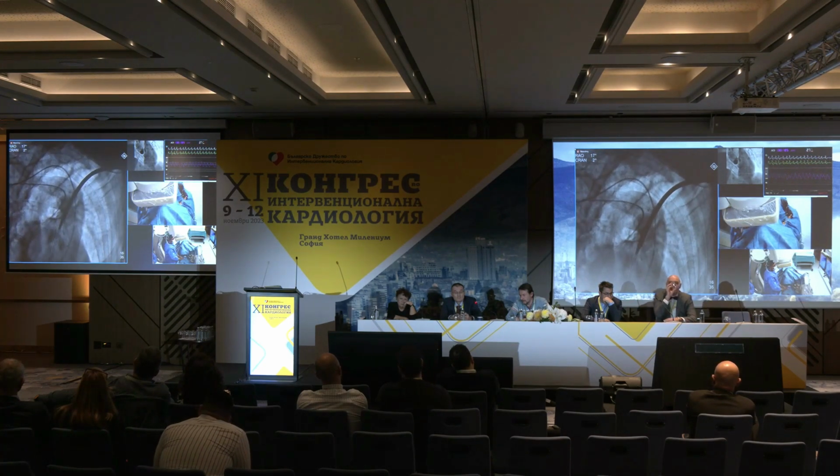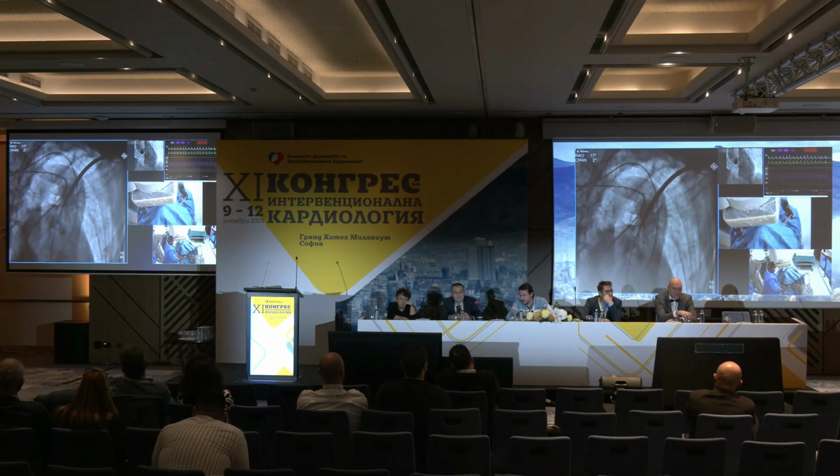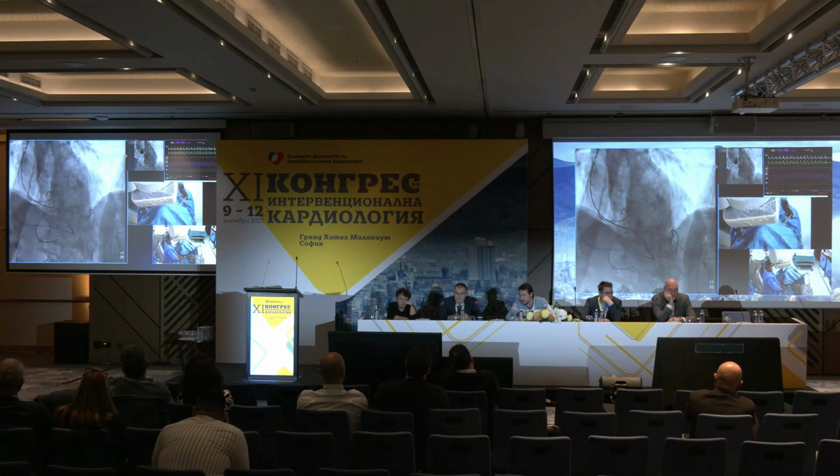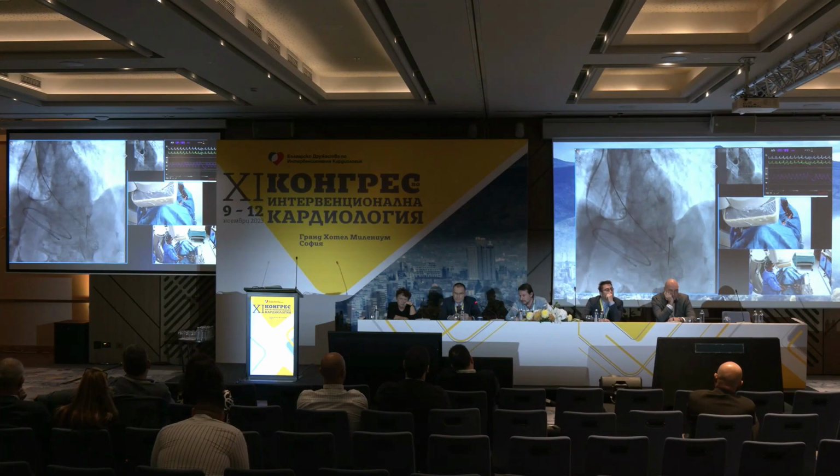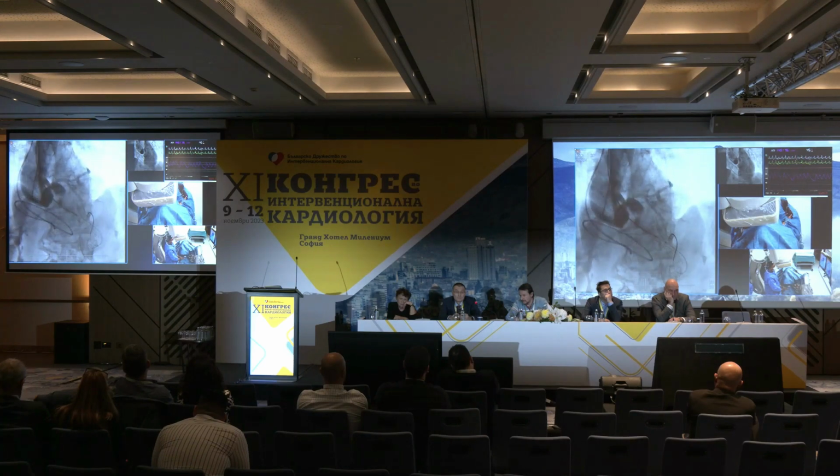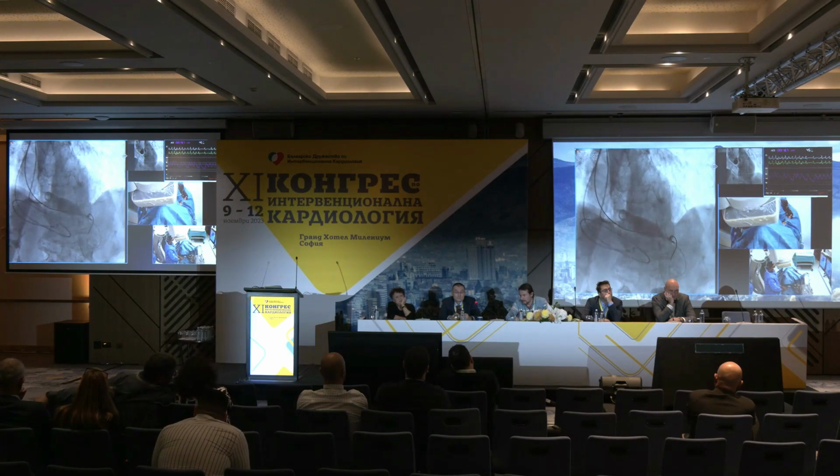Okay, this is the big sheath, the 14 French sheath position. Now you are going to see the balloon coming from the axillary artery. This is the balloon. Next, please. And under rapid pacing, we have inflated, and this is the injection before ballooning. This is the balloon predilation.